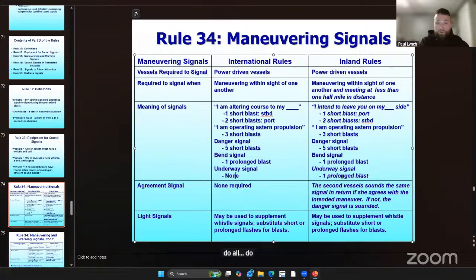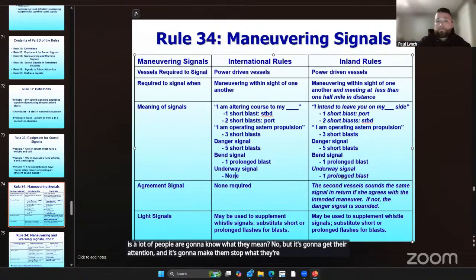Do a lot of those lobstermen know what I'm doing by sounding it? Probably not. But guess what? I got their attention and they see what I'm doing. And that's the key with these rules of the road. Are a lot of people going to know what they mean? No, but it's going to get their attention and make them stop what they're doing.